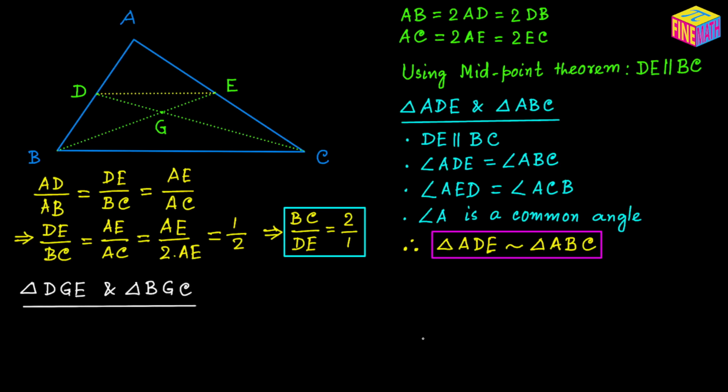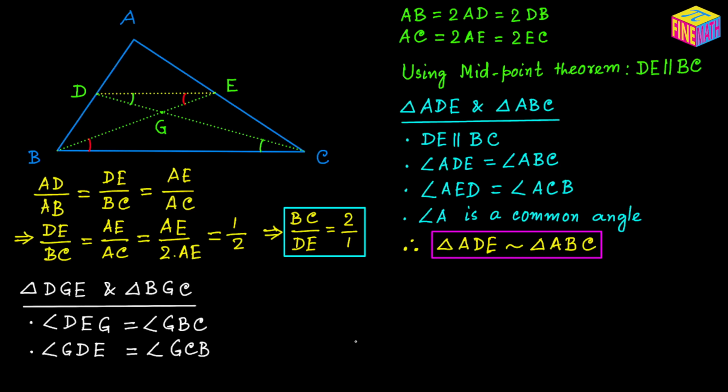Now we are going to look at these two triangles, triangle DGE and triangle BGC, and see what kind of similarities they have. Since DE and BC are parallel, we can say that angle DEG will be equal to angle GBC. Let me highlight the angles. Those two angles will be equal because they are alternate angles between two parallel lines if we assume BE to be the transversal. And similarly, the other pair of angles, angle GDE and angle GCB, will also be equal because they are also alternate angles between two parallel lines if we assume DC to be the transversal.